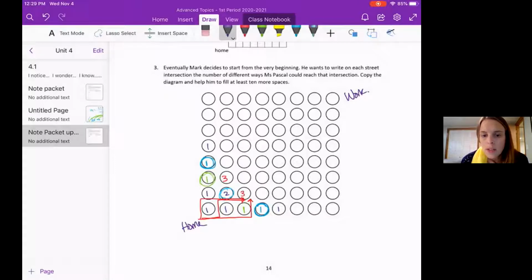Similar ideas for those intersections on the end. And I'll do one more. If we wanted to find this circle right here, we could go to the right and up. So there's 1, 2, 3, 4. And you could continue to fill in the rest of these items.